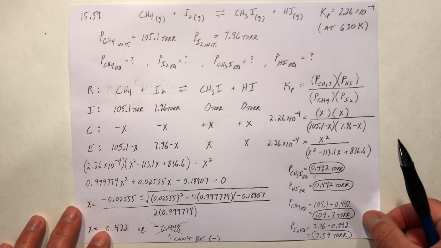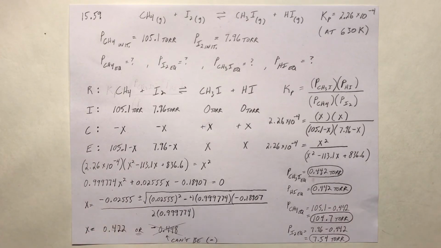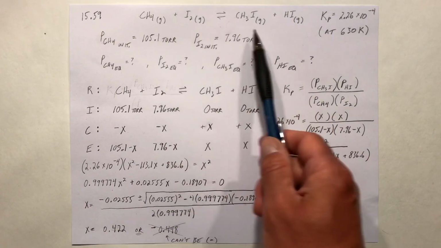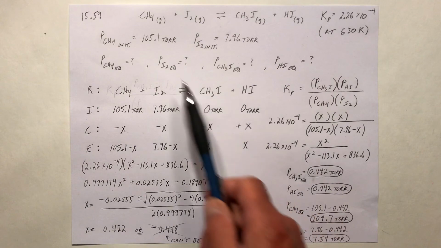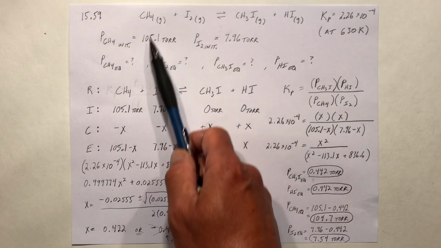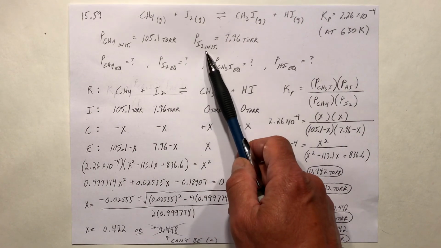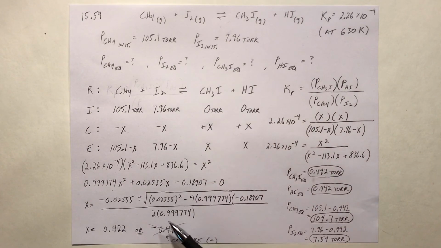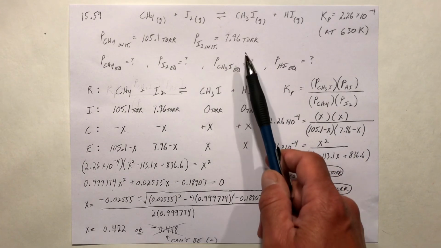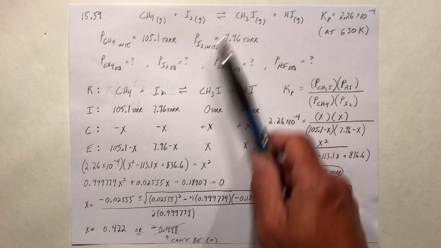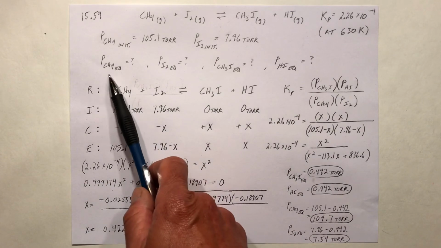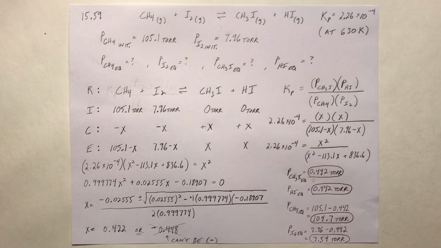Now for this last problem, you do have to use the quadratic. There's no way to simplify it. We're given this equation, we're given this Kp value. We know the initial partial pressure of CH4 is 105.1, and the initial partial pressure of I2 is 7.96, and those are measured in torr. Since we don't have any initial partial pressure of any other chemicals, we assume that there's zero amounts of these chemicals. And what we want to do is calculate the partial pressure at equilibrium for all these chemicals.